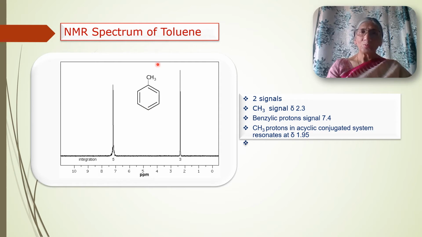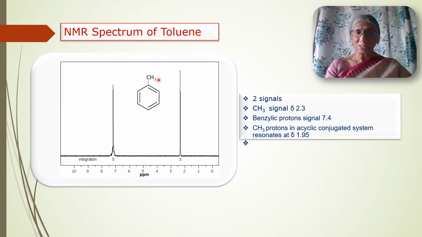Here, the methyl group is more de-shielded as compared to the methyl protons present in the acyclic conjugated system. They show the absorption at 1.95 delta. Why are the methyl protons in the case of toluene more de-shielded as compared to the methyl protons of the acyclic conjugated system?